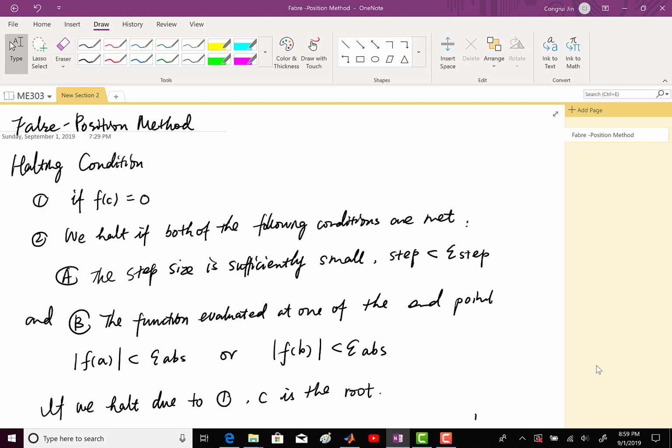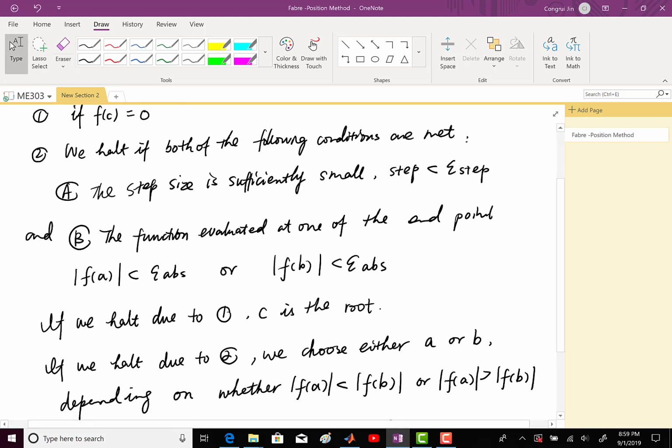The first one is that FC is equal to 0. If that happens, which means that the intersection point C happens to be the root, then we can stop the iteration process. The second condition is that we halt if both of the following conditions are met. So there are condition A and condition B. Both of them should be satisfied, and then we can halt the iteration process.